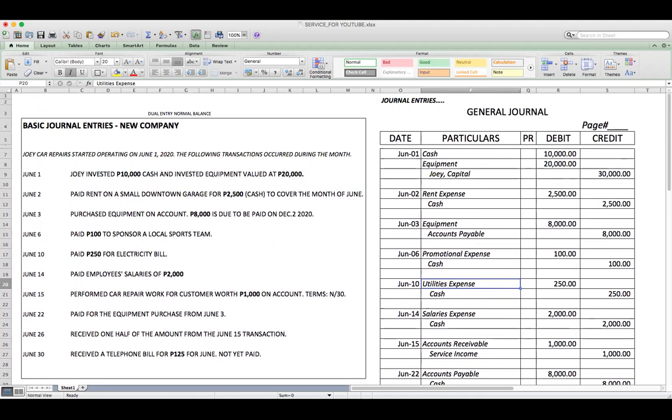So for our next discussion, okay, we will be discussing merchandising, still journal pa rin. And then after discussing the periodic and perpetual type of method for merchandising, then we go straight to the ledger until we finish the accounting cycle with the series of our discussion.